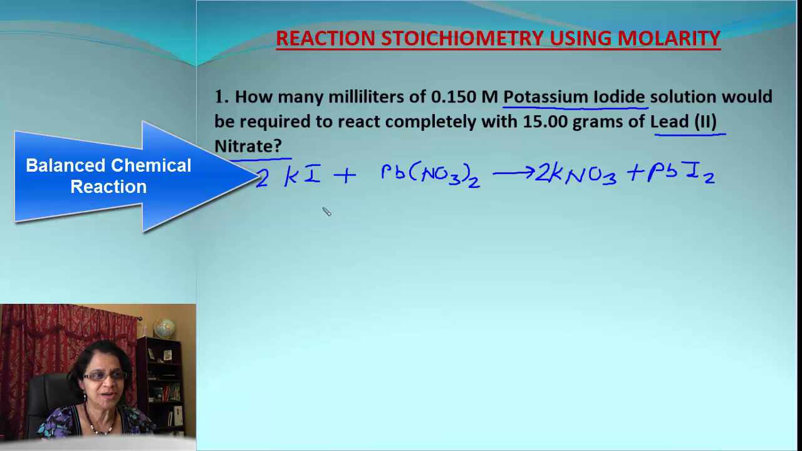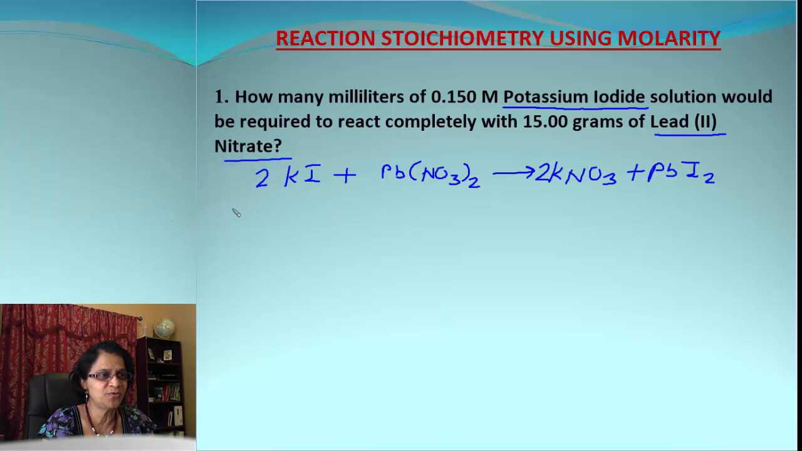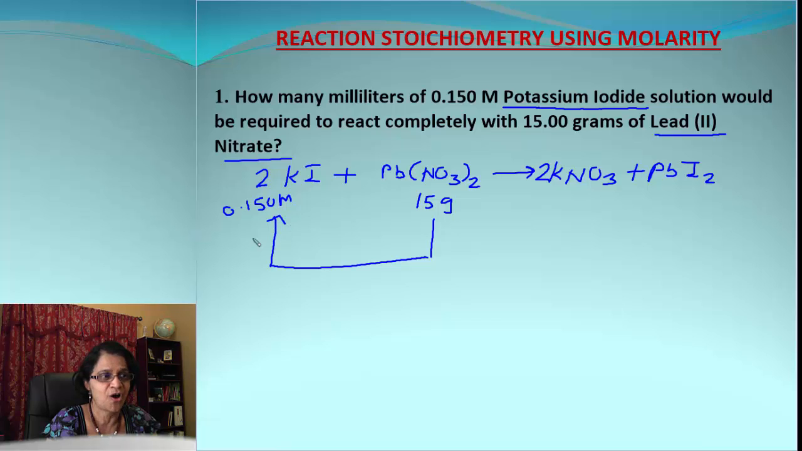Now what is given to us? We have been given that we have 0.150 molar potassium iodide, but we are in fact beginning with 15 grams of lead 2 nitrate. And then we need to find out how many milliliters of potassium iodide we need to have. Now, just to remind you, what we got here is a mole roadmap or a mole bridge.